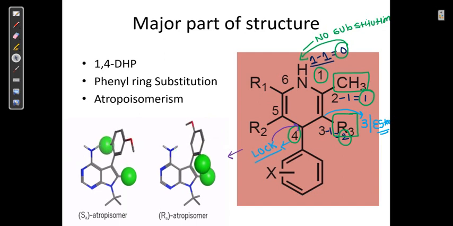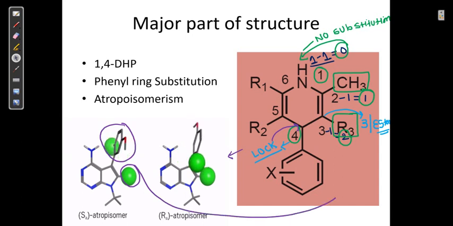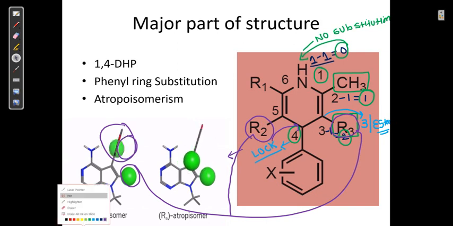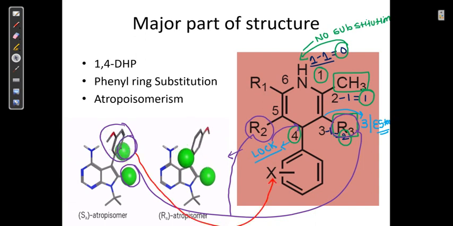So this is a phenyl ring. If you see here, this is the phenyl ring. In the phenyl ring, at this position, I can say this group is this one, or it could be this one also. And this green color or this red color, I show you in this figure, is this one, or it is X. This one is at the ortho position and this is at the meta position.